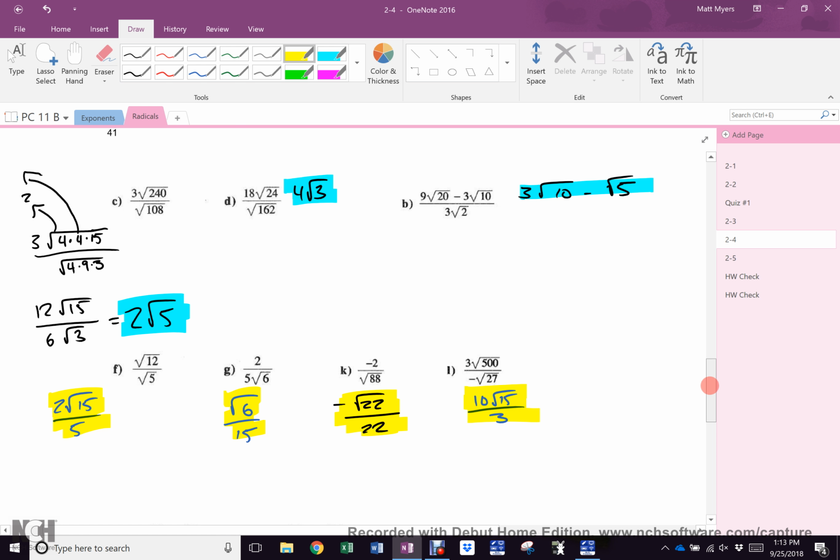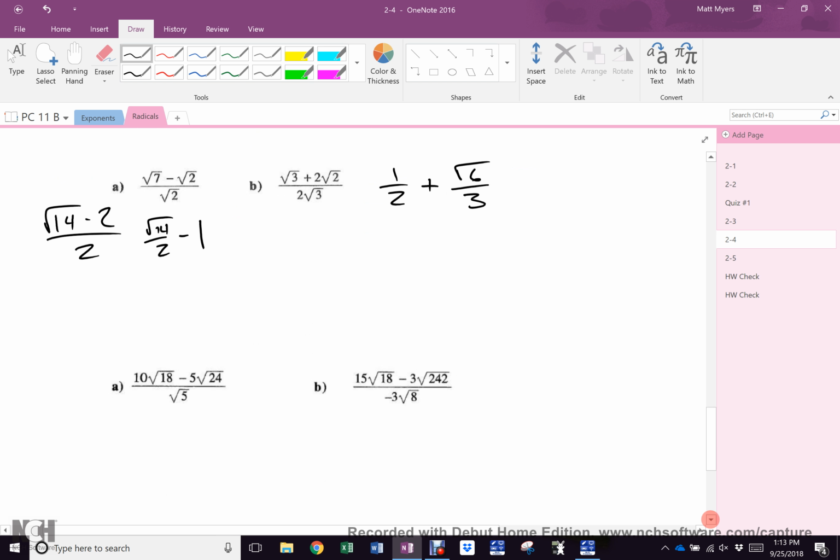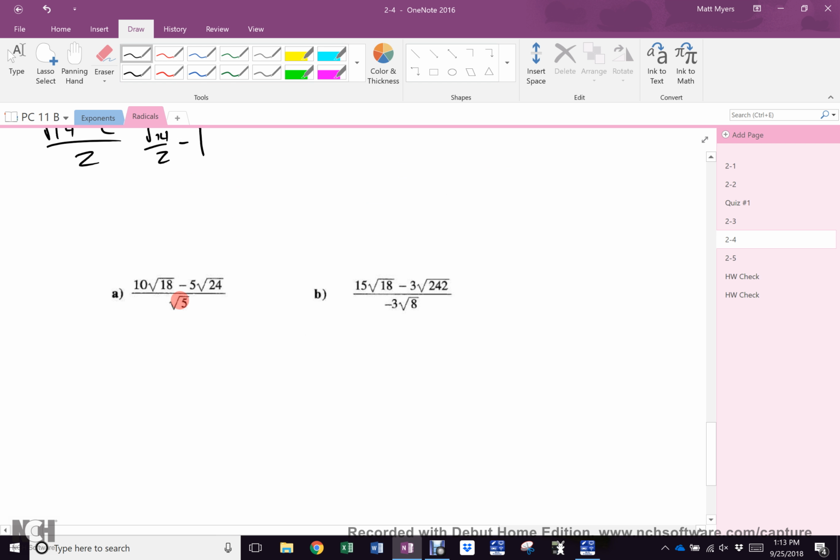And root 14 minus 2 over 2, or root 14 over 2 minus 1. They're the same thing. And B was 1/2 plus root 6 over 3. And A was 9 times 2, so that's 30 root 2 minus 4 times 6, 10 root 6 all over root 5.